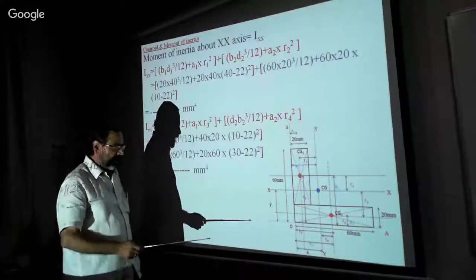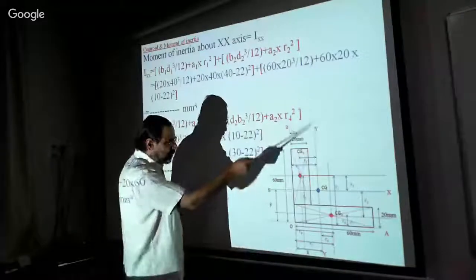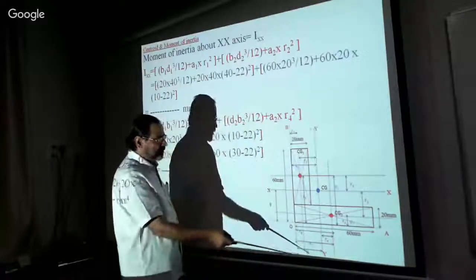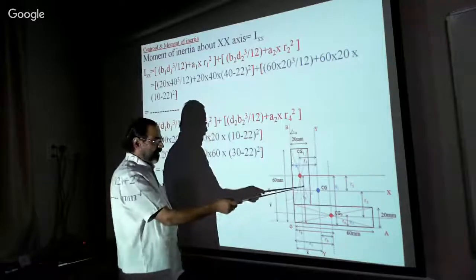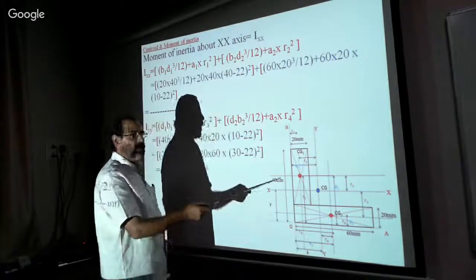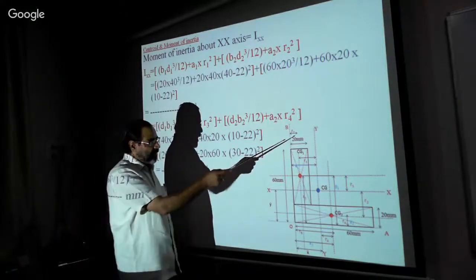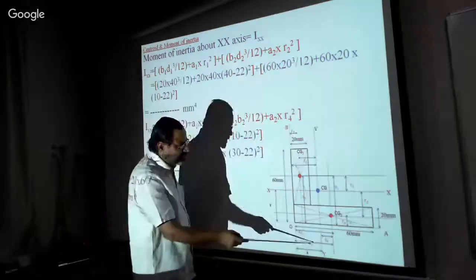Similarly, that is Iyy, the moment of inertia of this figure, the angle section, about the y-axis. Now there is some small change. Now see here, now we are calculating the moment of inertia about this axis.